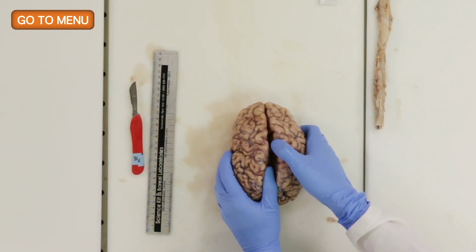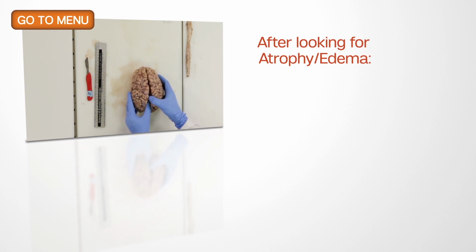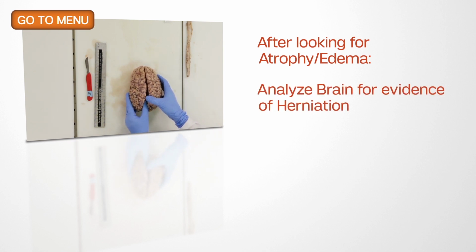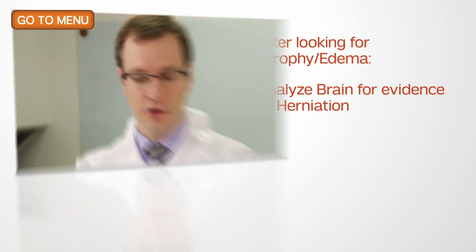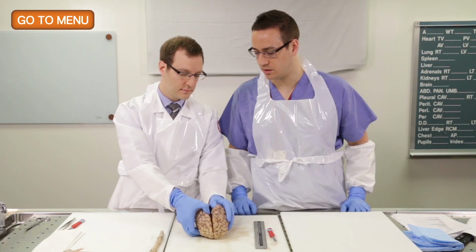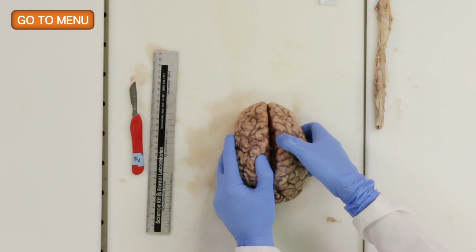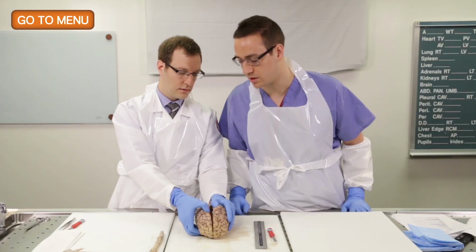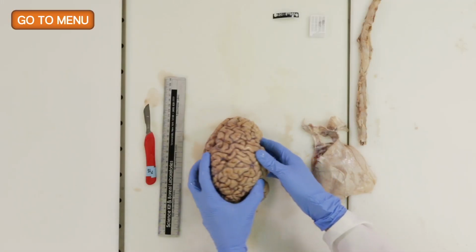Finally, in terms of analyzing the outside of the brain from the top, we want to look for evidence of herniation. So what's the type of herniation that you would observe from this aspect? Well, if we spread the hemispheres, we could see the cingulate gyrus. Right. So I could actually see down to the corpus callosum here. So I don't think there's any evidence of... And what would the name of that be? So the name of that herniation would be subfalcine herniation.